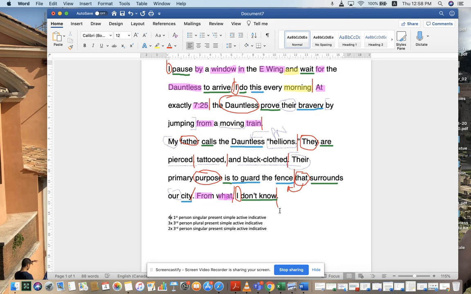So in the next coming days, we should be able to finish chapter 1 of the book Divergent. Hope you've enjoyed it so far. Hope you're learning a lot.